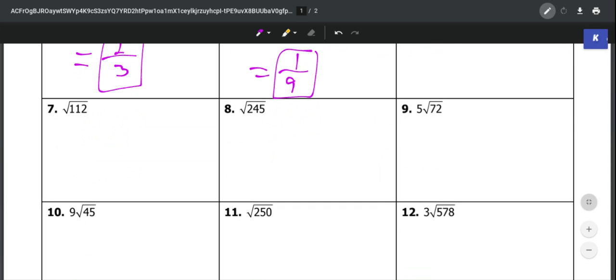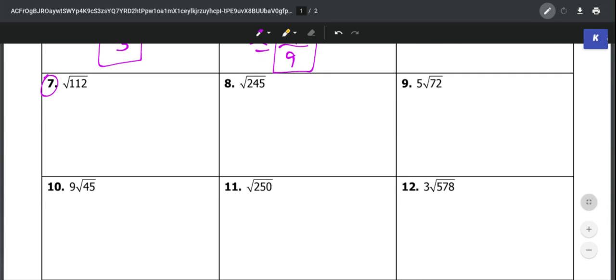Let's do some that don't come out evenly. So let's look at number 7. We've got the square root of 112. 112 is not a perfect square, so we're going to take the inside and break it down. You want to find the highest perfect square in 112 that you can divide it by evenly.